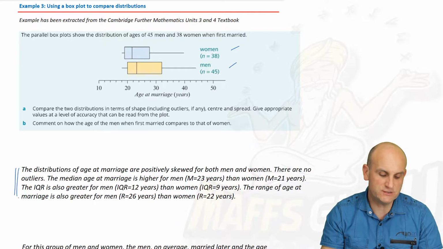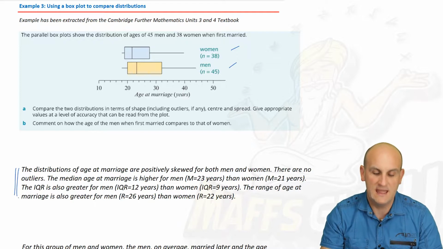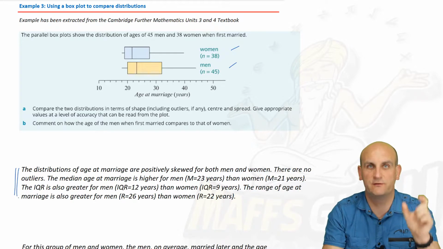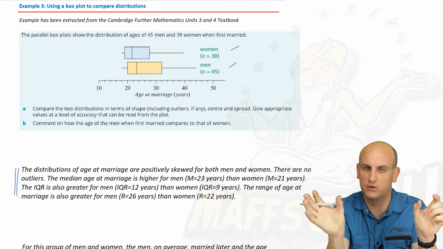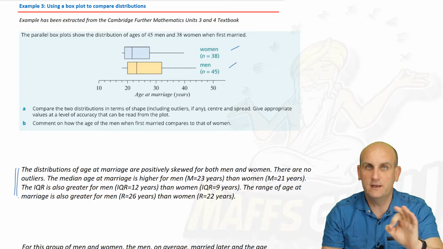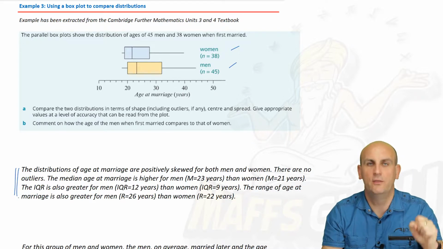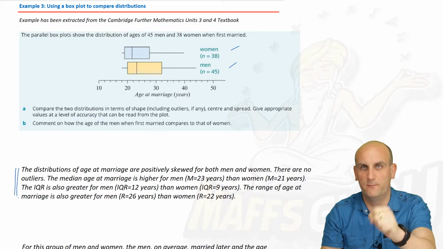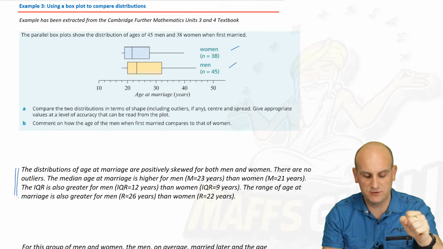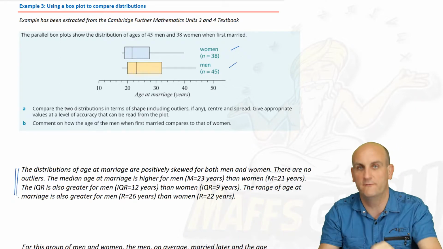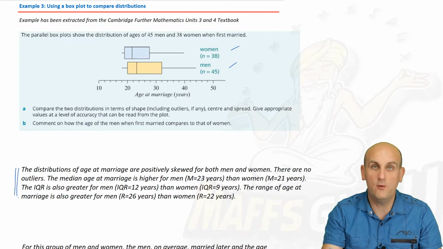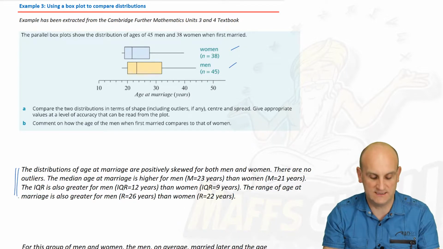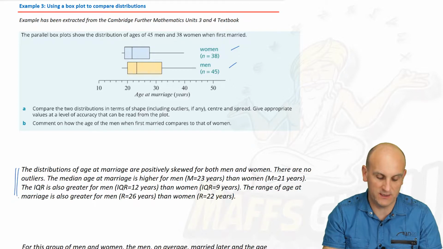The distributions of age at marriage are positively skewed for both men and women. That's fairly obvious because those sections are shorter at the very beginning and much, much longer in my tail. But again, notice now that they're not saying the distribution is positively skewed for men, full stop. The distribution is positively skewed for women, full stop. We've combined it. We're saying we know that. There are no outliers. Again, we can see that. There are no outliers on any of my diagrams.